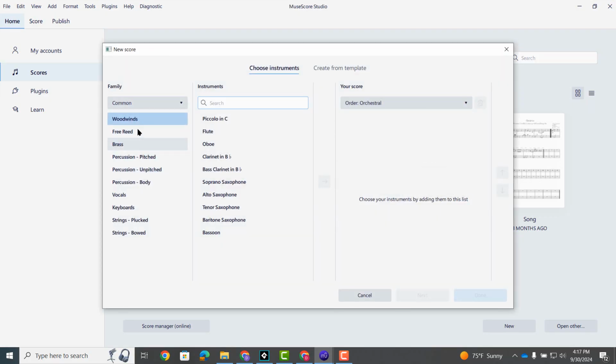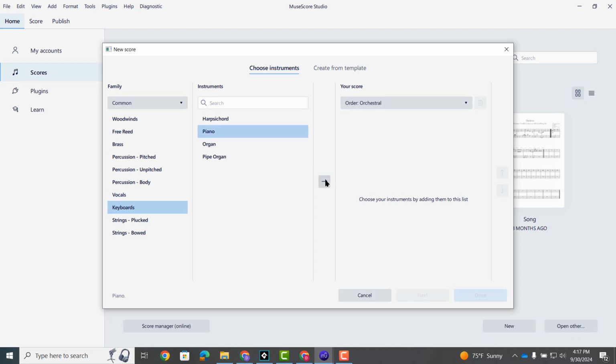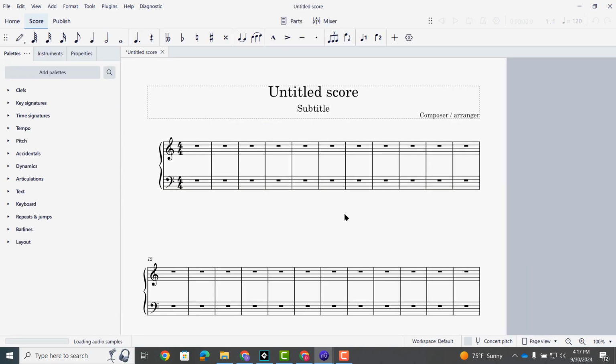And again, I tend to focus on the piano for a couple reasons. You can play more than one note at a time, and it also has both a bass clef and a treble clef. So we're just going to add that to our document, and then we have an empty score. Might as well give this a title, and we're going to call this one Triads.